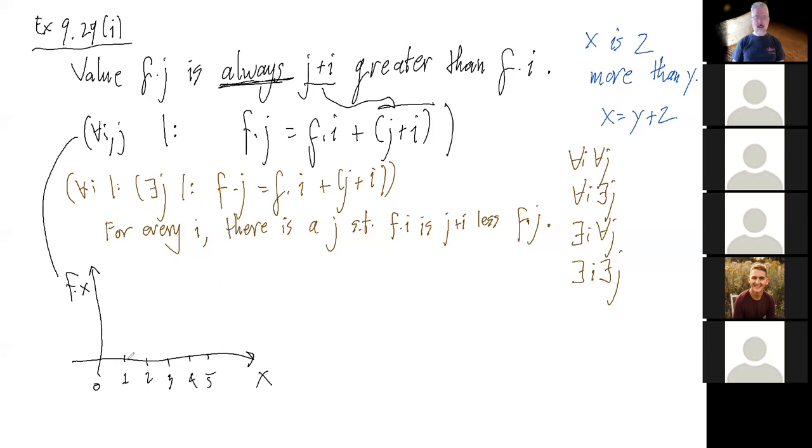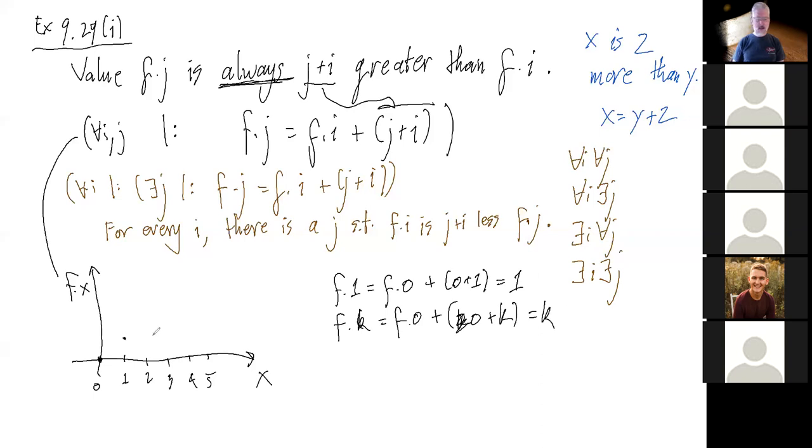So f of 1, and we need to pick some point to get started with. Let's assume that f of 0 is 0, just to give us a starting point. Then f of 1 is going to be f of 0 plus 0 plus 1, so that's going to be 1. And in general, f of k is f of 0 plus k of 0 plus k. Oh, it was the other way around, whatever. So that's going to be k. That tells us that all of these should just go up this way.